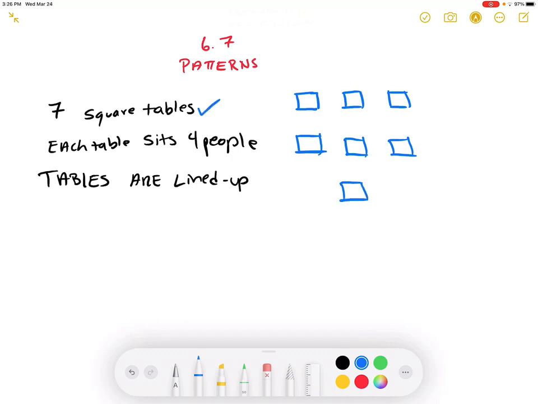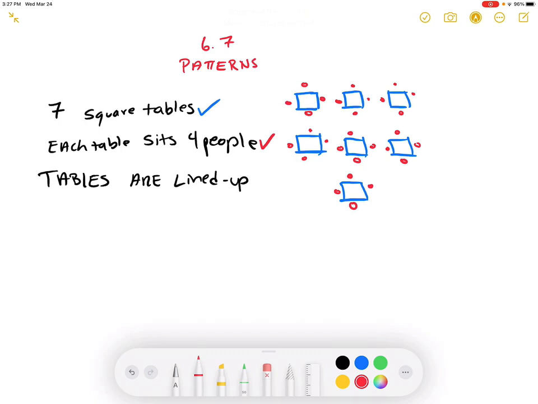All right, we know this. That's been checked off. Each table sits 4 people. Okay, so let's mark off 4 people for each table. I'm going to use circles. 1, 2, 3, 4 for each table. So far, we've satisfied both conditions of the pattern.